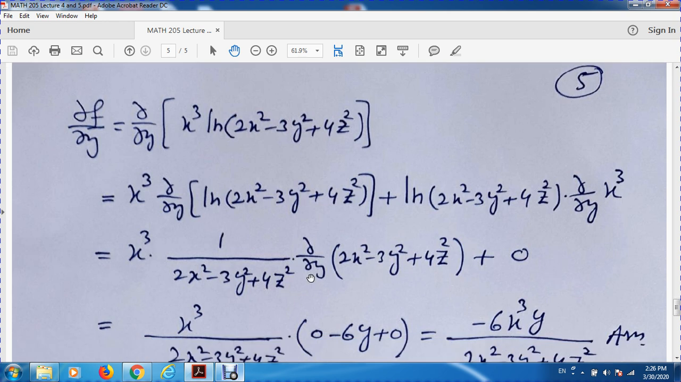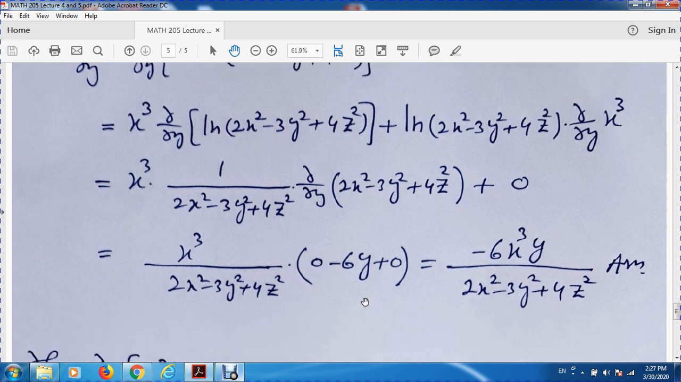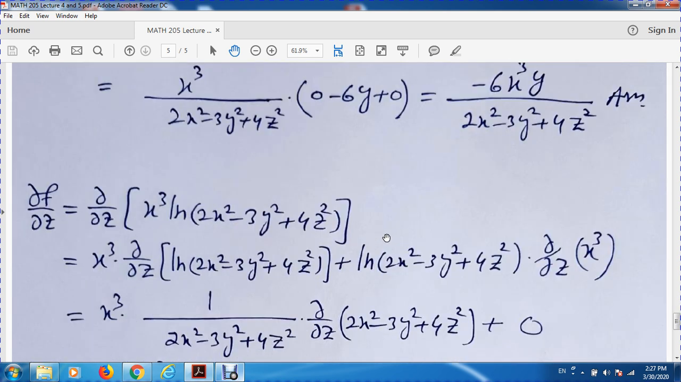So now you write the derivative of the inside function with respect to y. The derivative of ln is 1 over all this, and then the derivative of this function with respect to y. Here there is no y, so 0. Here y is involved, so 2 into 3, so 6y. Here no y is involved, so 0. Now if you simplify, minus 6y multiplied by x^3, this will be minus 6x^3 y divided by all this.